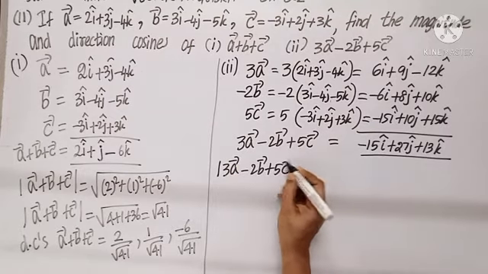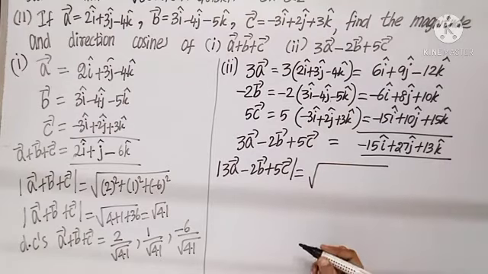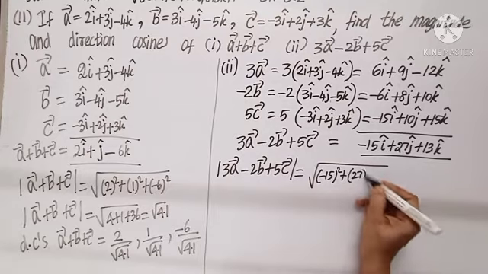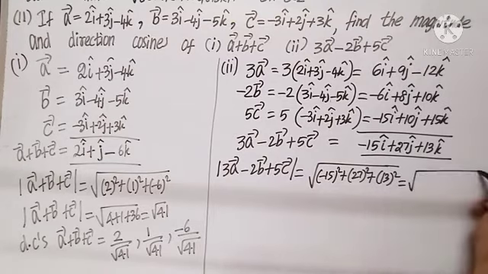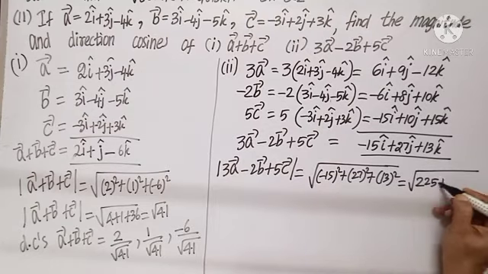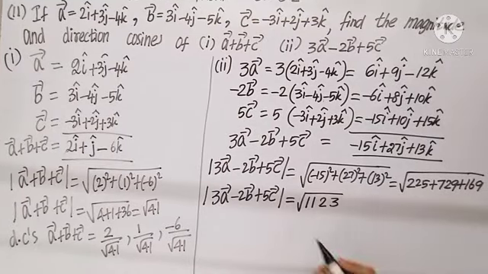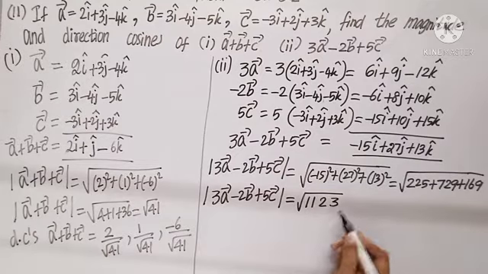What do you mean by the modulus? Square root of squares to be added. Minus 15 square plus 27 square plus 13 square. As we simplify, we get 225 plus 729 plus 169. Square root of 1123 is the modulus of the required vector.